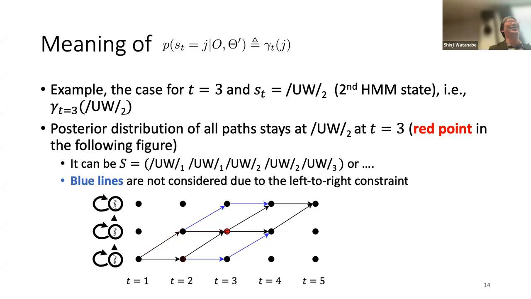We usually don't use it for the HMM modeling, and then it might happen. But generally, in the left-to-right HMM, we do not have this path that satisfies t equals 3 and s_t equals the second HMM state.